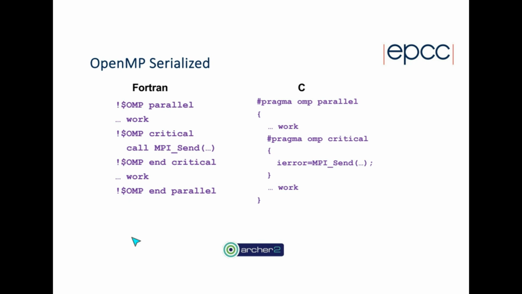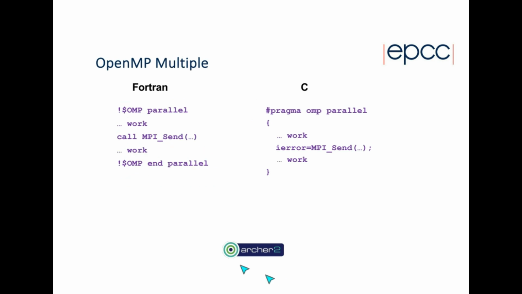Serialized, well, there are quite a lot of different ways to implement it, but one way would be, for example, inside a parallel region to wrap all the MPI calls inside a critical construct to make sure only one thread at a time calls MPI. There are a number of other possibilities of how to arrange that. And then for multiple, well, anything goes. It's possible for threads to call the MPI library at the same time from different threads with no restrictions.